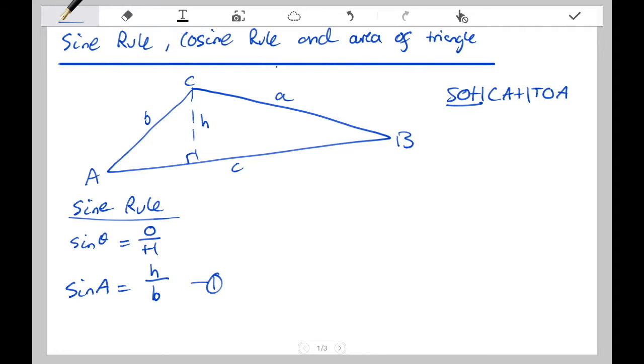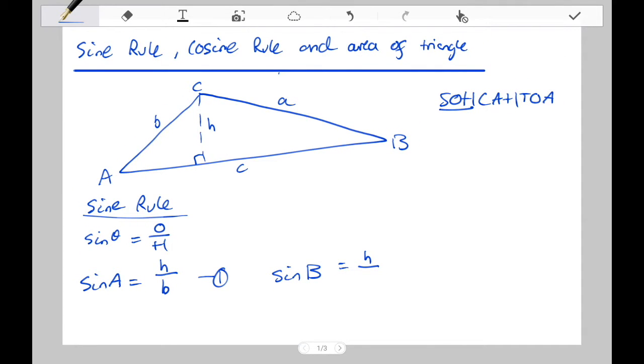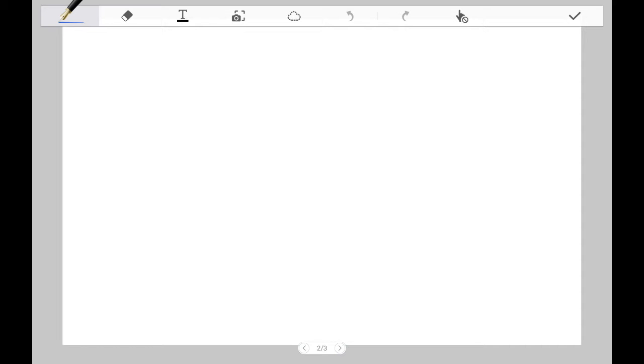Now we're going to do exactly the same for sine of big B. And if we look at this right angle triangle, we see that the opposite is again little h, and that the hypotenuse is now little a. I'm going to label that 2. Right, by rearranging 1 and 2, we get that from 1, h is equal to little b sine big A, and from 2 we get that h is equal to little a sine big B.